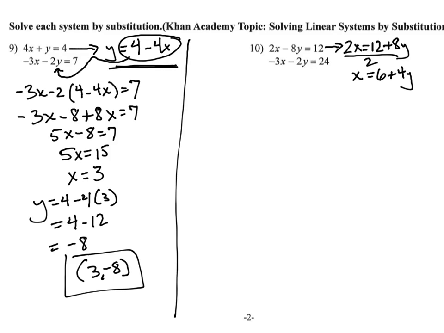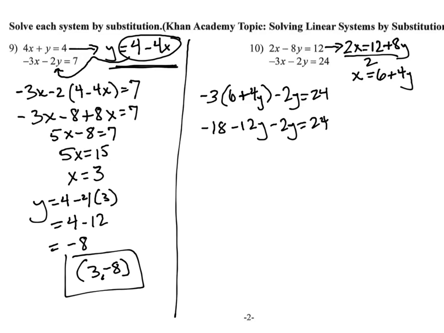In the bottom equation, I'm going to plug in for x: negative 3 times (6 plus 4y), minus 2y equals 24. I'm going to distribute the negative 3 to each term, so negative 18 minus 12y minus 2y equals 24. Combine like terms: negative 18 minus 14y equals 24. Going to add 18 to the other side. Negative 14y equals 42. And then divide by negative 14, y equals negative 3.